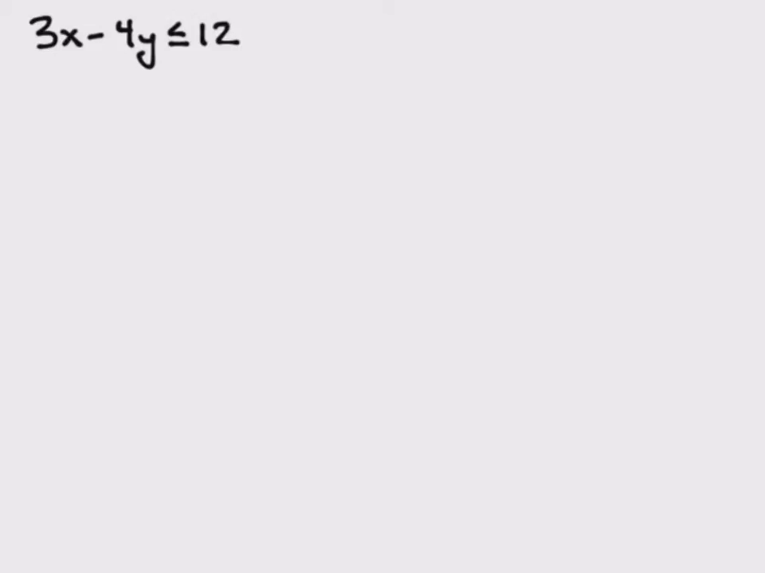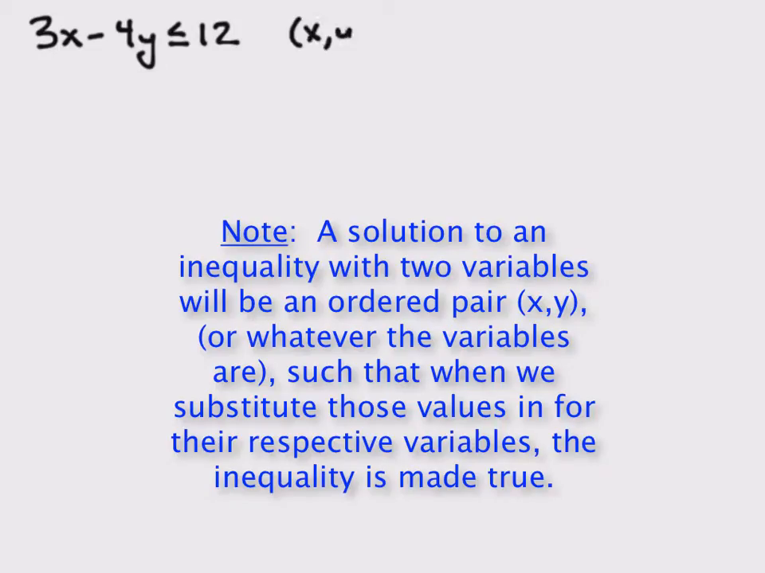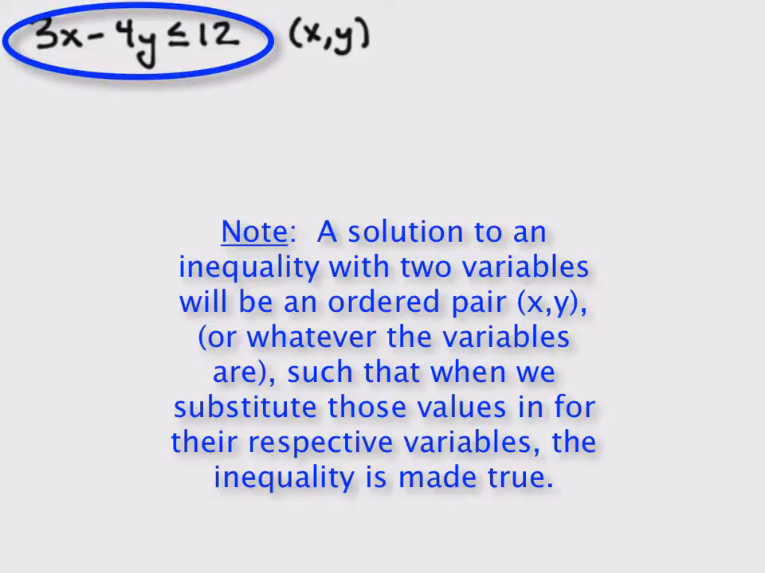In this section, we're going to be solving very similar inequalities, only now our inequalities are going to involve two variables. For example, 3x minus 4y is less than or equal to 12. And now we're looking for ordered pairs of numbers, x comma y, such that when we substitute both numbers in for the respective variables, we get a true statement. So can you think of any ordered pairs that would make that statement true?